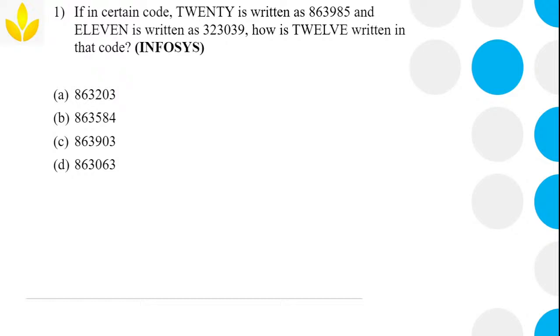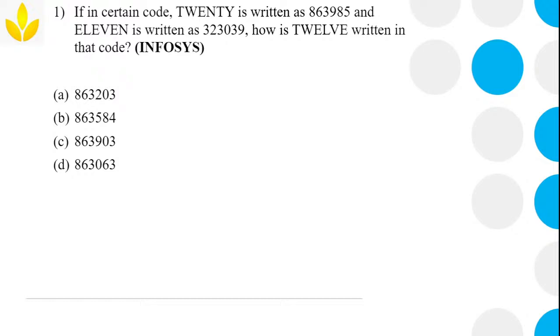In a certain code, 20 is written as 863985 and 11 is written as 323039. How is 12 written? That is the question, correct? How are you going to write 12?